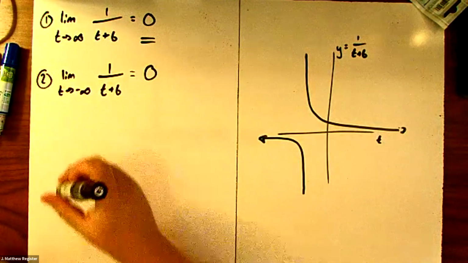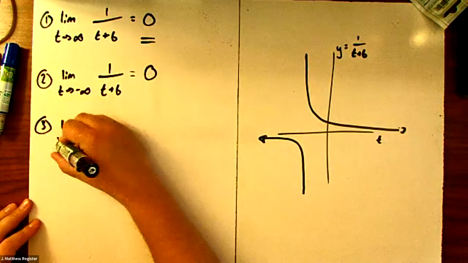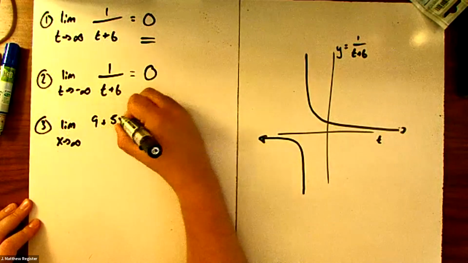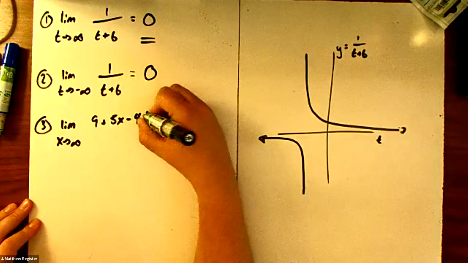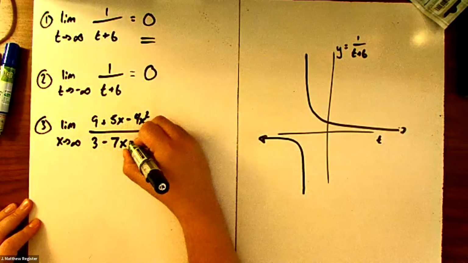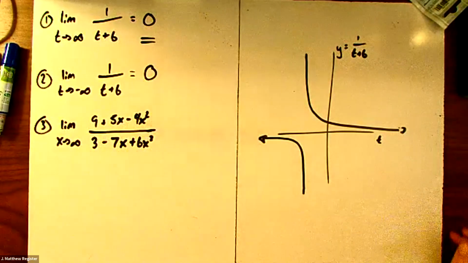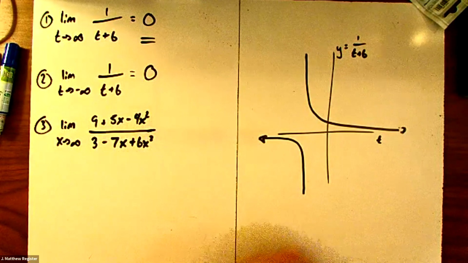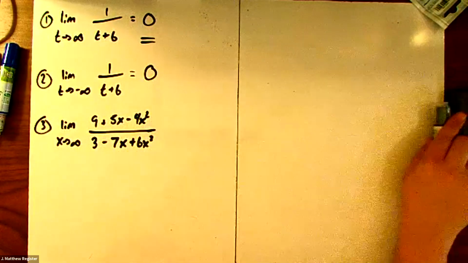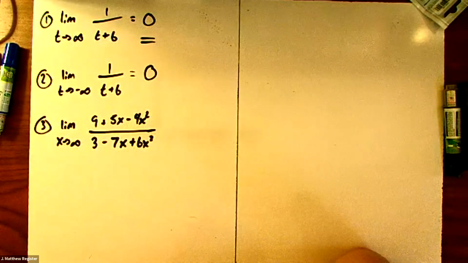The third example we have, number 3. The limit as x goes to infinity of 9 plus 5x minus 4x squared over 3 minus 7x plus 6x squared. Now with this one, there are 2 approaches. One is the approach that we've already seen, and it's a great approach. Oh, it makes it so quick. Because with the approach that we've already seen, really we're just looking in the numerator and the denominator and saying which values matter and which ones don't.